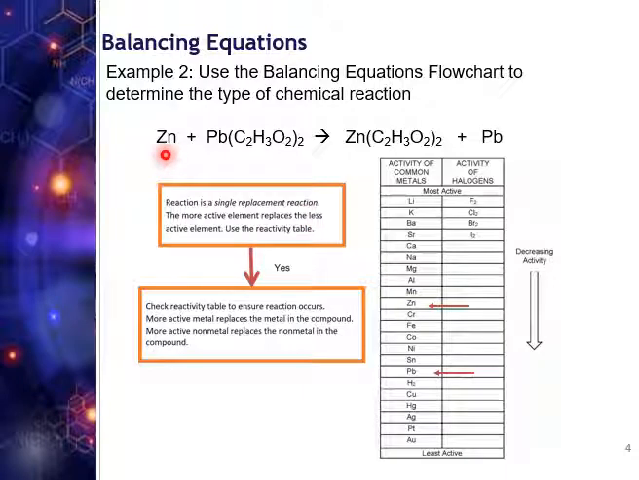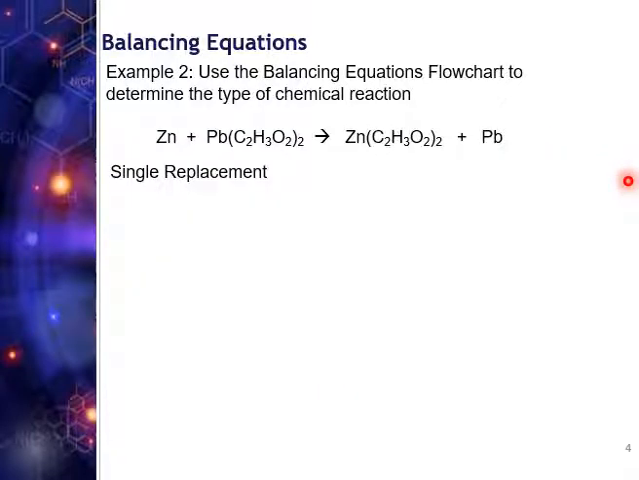This is a single replacement reaction. The element by itself, zinc, has to be more active than the element in the compound, lead. If you look at the table of reactivity, zinc is above lead, zinc is more active, zinc will go with the acetate, and lead will go by itself. The correct answer is single replacement. When you have an element and a compound, and an element and a compound, it's a single replacement reaction.